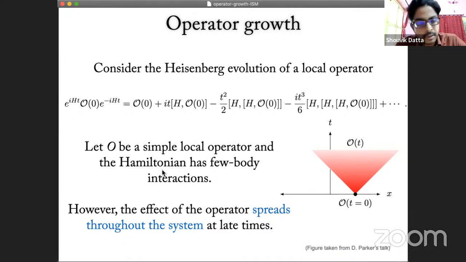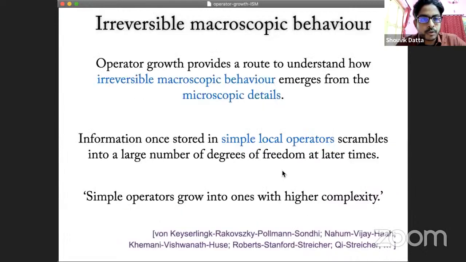But even if this is the case, the effect of this operator O, if it's a local operator, it spreads out. It spreads throughout the system at later times. So this is this phenomenon of operator growth, and it is a route to understand irreversible macroscopic behavior, how it emerges from the microscopic or quantum mechanical details of the system.